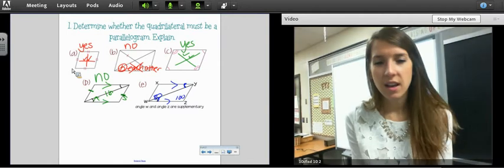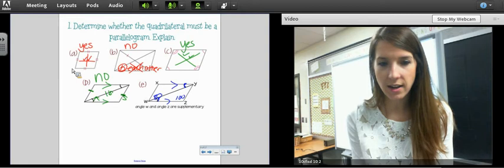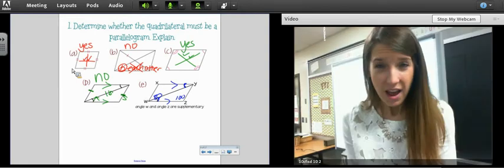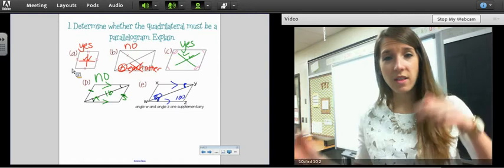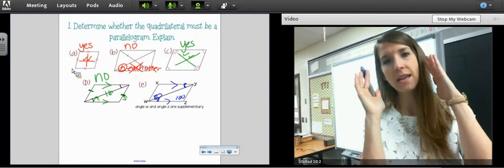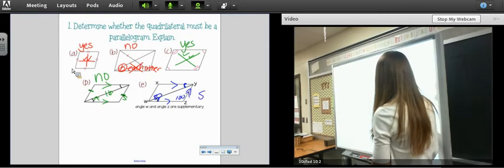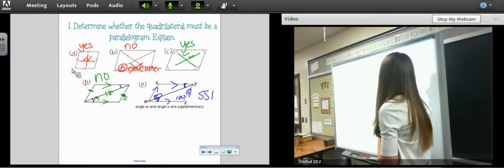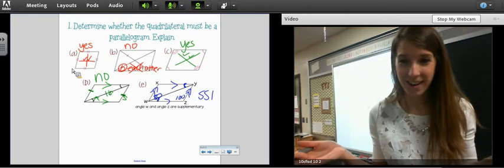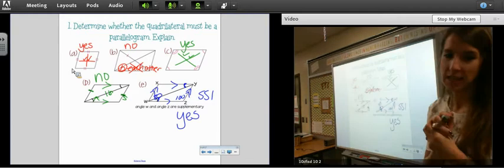And then those 80 and 100, those are same side interior angles. And same side interior angles, those start with an S. If they're supplementary, then the lines that make those, XW and YZ, those lines have to be parallel. These lines that make those same side interior angles have to be parallel. So, is it a parallelogram? We have both pairs of opposite sides parallel, so that one is a yes.